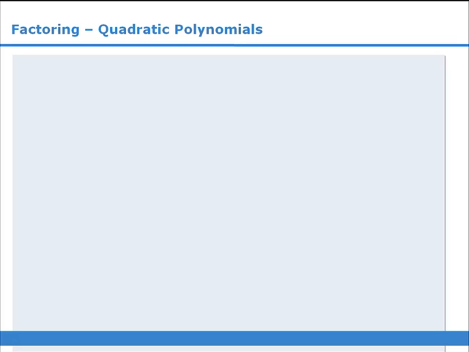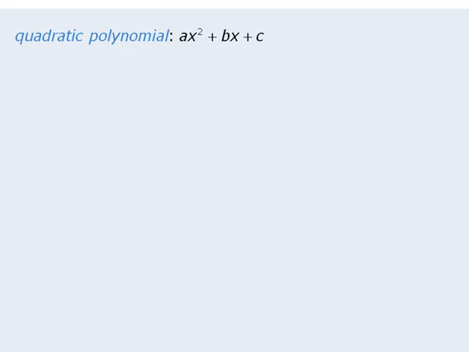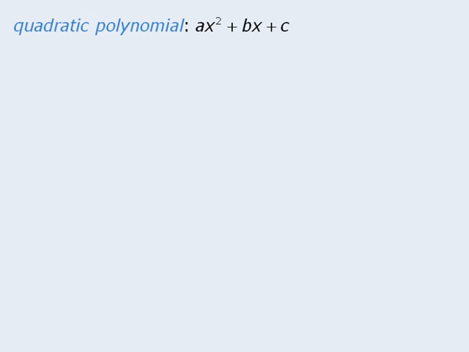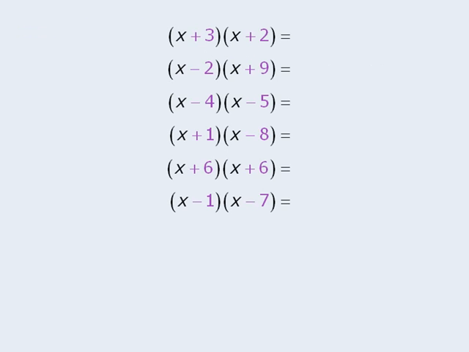In this lesson, we will learn how to factor quadratic polynomials, which are polynomials that can be written in the form ax squared plus bx plus c. So, for example, we will learn how to take a quadratic polynomial like this one and write it as the product of two binomials. To learn how to do this, we must first make some observations.